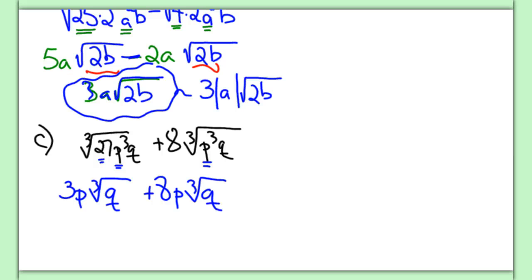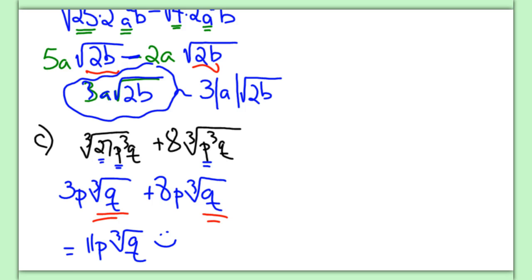Wait a second, I've got like radicals, so I can collect these terms. 3p plus 8p is 11p cube root q. And all was good in the land. All right? They don't seem so bad, right?